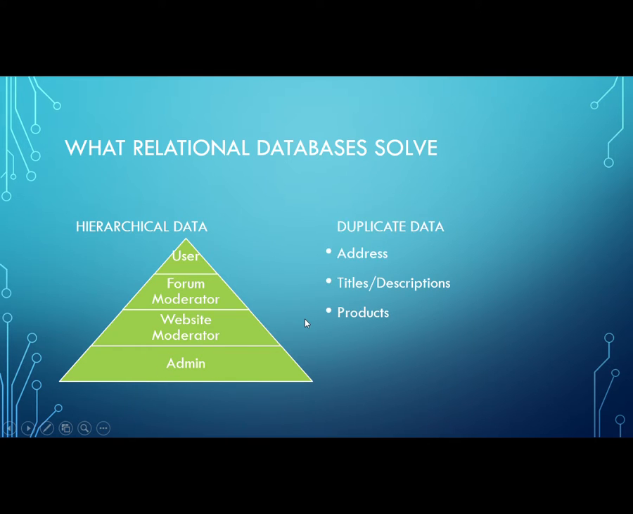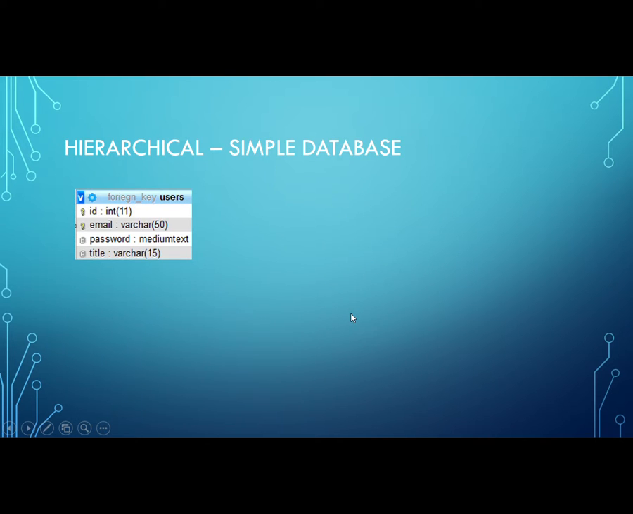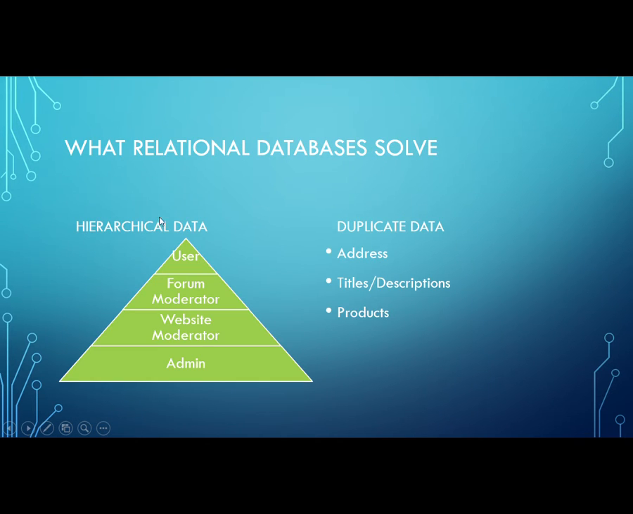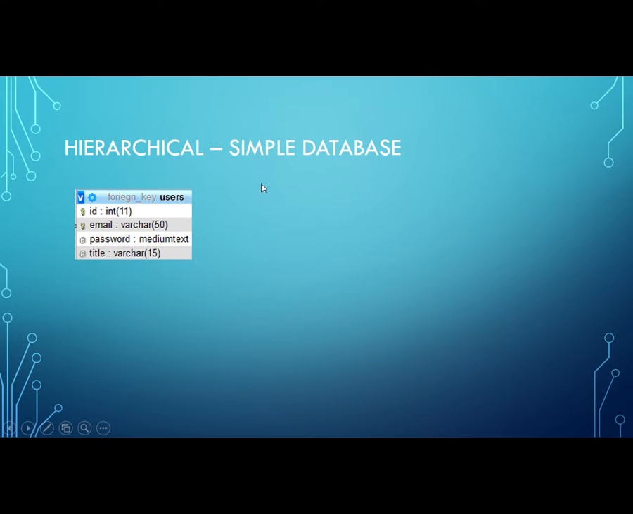The next thing that relational databases solve is duplicate data. We're going to go over some different examples such as addresses, titles and descriptions, as well as products. So let's go over the first, the hierarchical. That's this pyramid here. I created a little simple database and basically it has 4 fields. It's probably not usable for anything, but for the sake of simplicity, I created this, and it has your auto-incrementing ID field, which is unique.